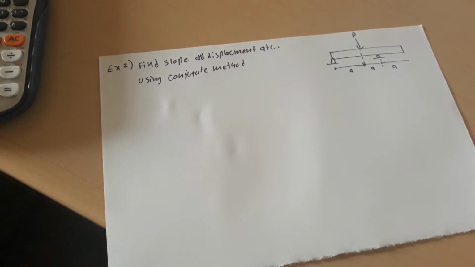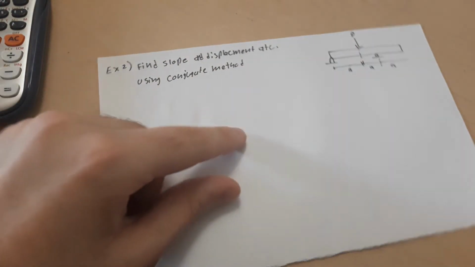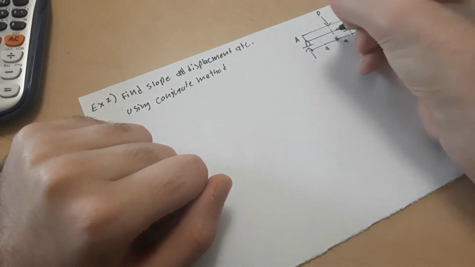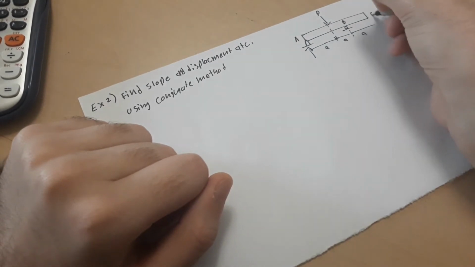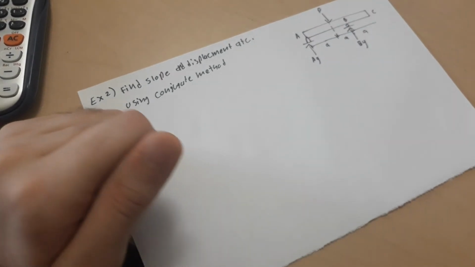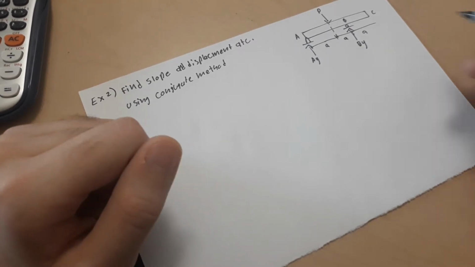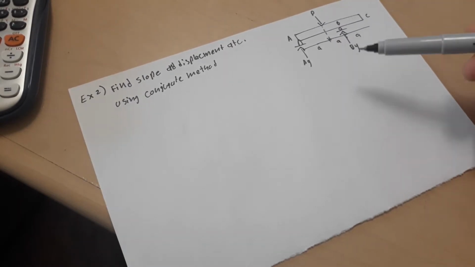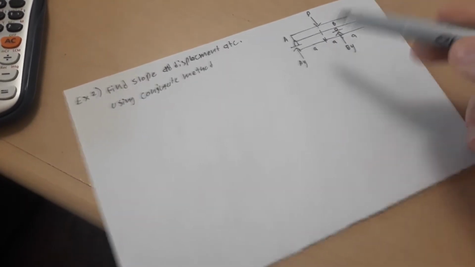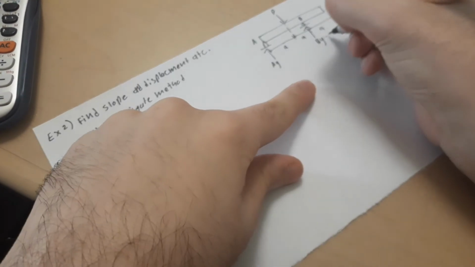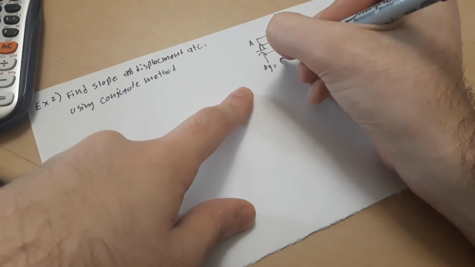Okay, the first thing we need to do again is to find the reactions. This is A, B, and C. This is a pin, so we only have Ay, the roller has By, and at the free end we don't have anything. By summing the moments, this is basic statics so I'm not going to do it, I'll just say it. Summing the moment at A, we can find By, which is P over 2, and then summing forces in Y, very easy, P over 2 for Ay.